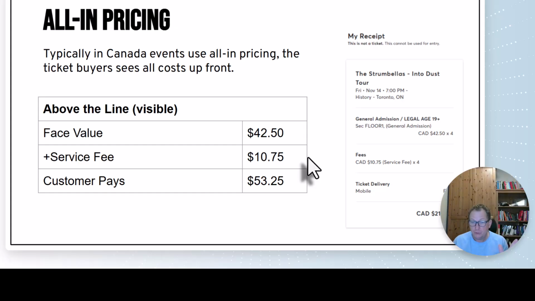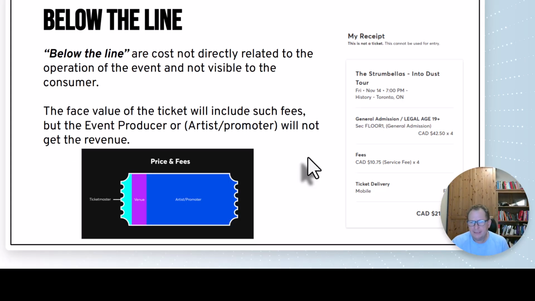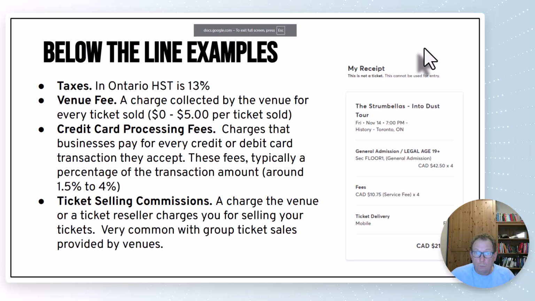These are visible to you, and you see these expenses. What you don't see is these things called below the line expenses. Below the line expenses are things that maybe aren't directly related to the show happening, but they're services that are going on in the background that are related to the show. And they represent costs for the show that you, as the event producer, don't get to keep.